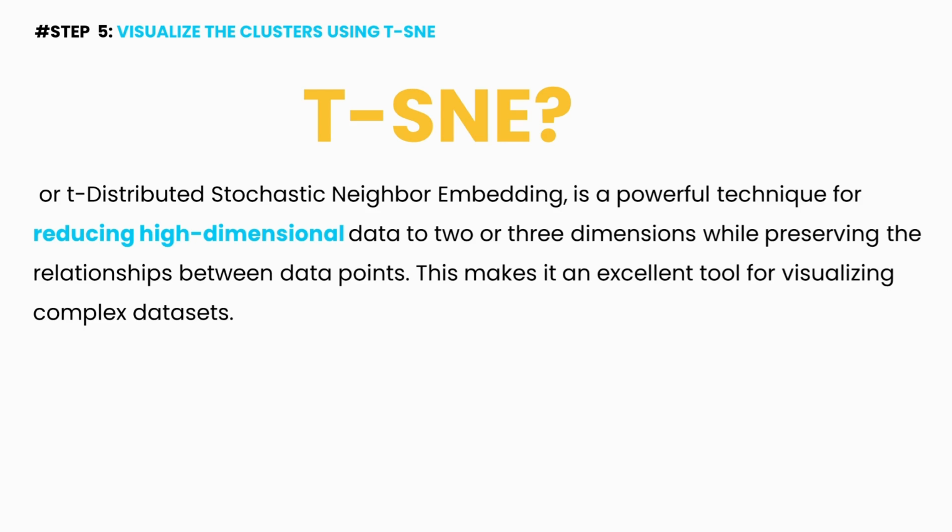Now, we want to visualize our data to see the clusters. However, our dataset contains more than 3 columns, making it impossible to plot directly in a 3D space. To overcome this, we'll use a dimensionality reduction technique called t-SNE. t-SNE, or T-distributed stochastic neighbor embedding, is a powerful technique for reducing high-dimensional data to 2 or 3 dimensions while preserving the relationships between data points. This makes it an excellent tool for visualizing complex datasets.